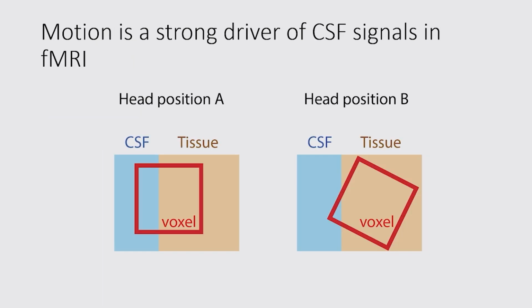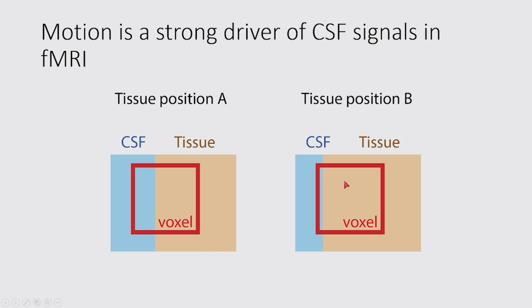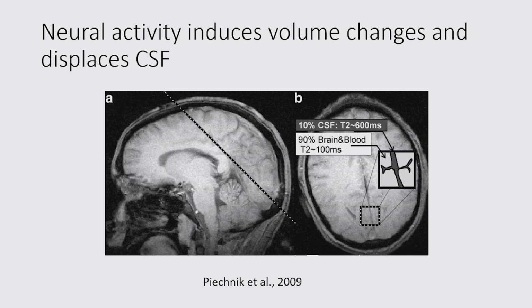So we know, for example, that bulk motion will really change your CSF signals, if only because your voxels with CSF in them are going to be located in a different place. But also tissue motion is driving CSF signals. And in fact, some of this tissue motion is real pulsatile activity that might be quite interesting to consider. There's also a series of excellent studies showing that when you have neuronal activity driven by a task, that induces volume changes that displace CSF. So this motion can be expected to occur in task studies.